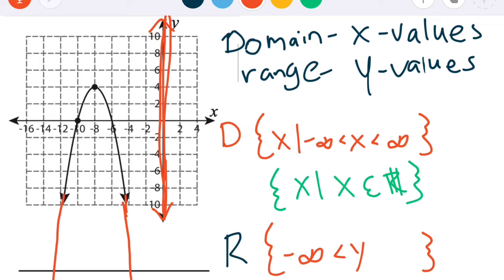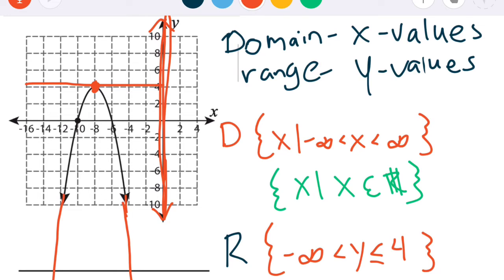However, this graph doesn't continue up forever, because there's a vertex here, which I'm highlighting in red. This graph doesn't go above that point. So y has to be less than or equal to, and you have to figure out where this point is on the y-axis, and that point is at 4. That is how we would write the range for this graph: y is greater than negative infinity, but less than or equal to 4. The reason it's or equal to 4 is because that point is on the line y equals 4.